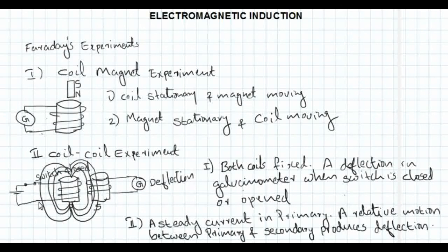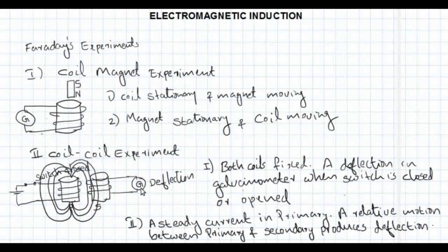So there is a steady current in the primary here, unlike the case of closing or opening. We are keeping this switch closed always, so a steady current is in the primary. Then a relative motion between primary and secondary produces deflection. That means there is a steady current in the primary, and we are bringing the secondary away, or bringing the secondary towards this primary from some distance.